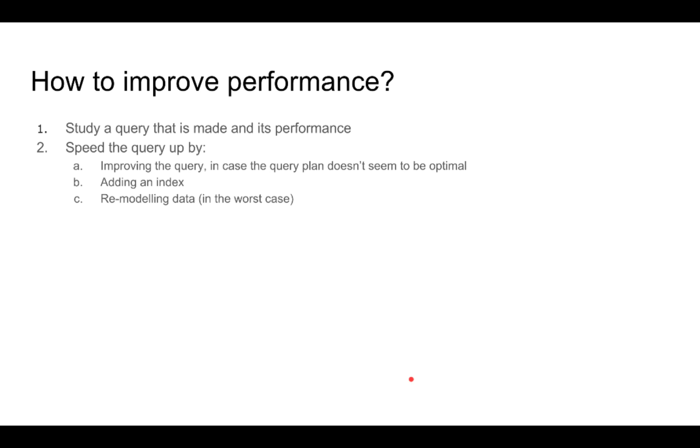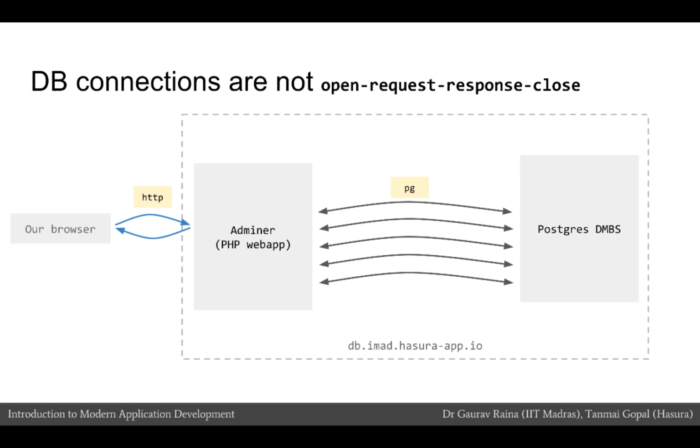The last thing to do, that is the most complicated to try to improve performance, is to try to remodel our data so that it is optimized for the kind of queries that we are making frequently. Let us now look at the connection aspect and look at database connections.